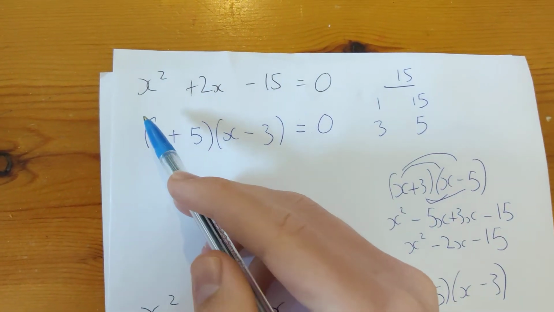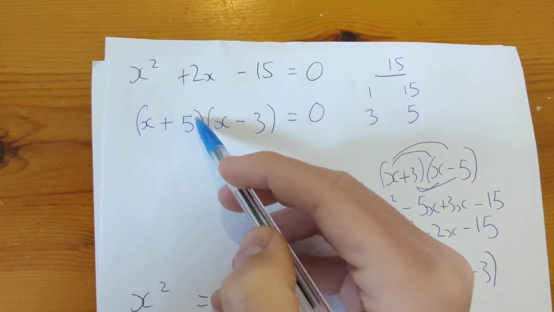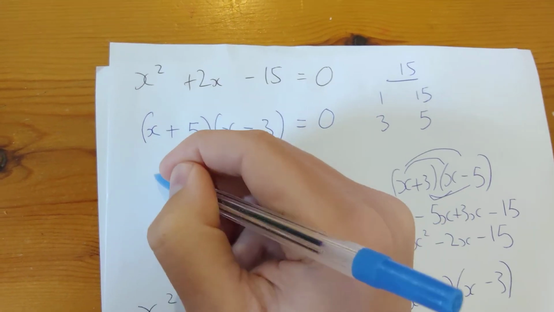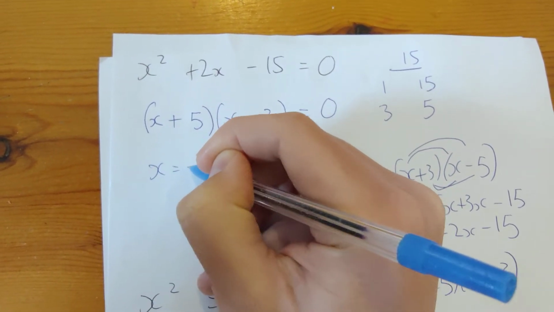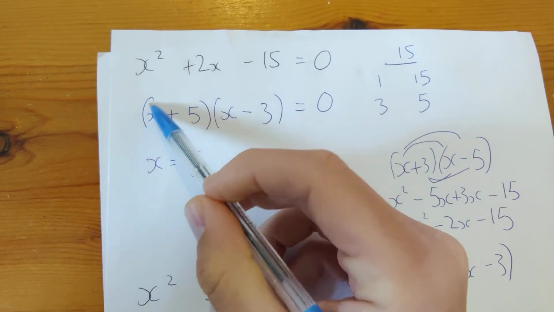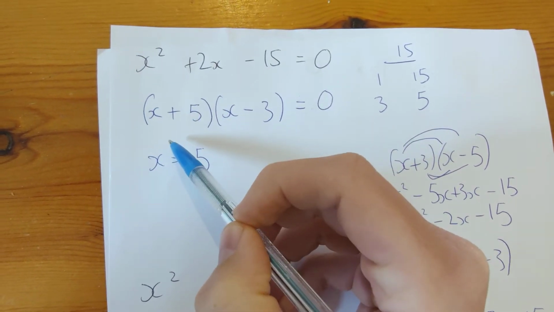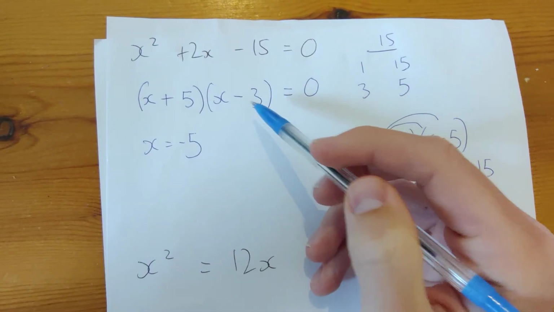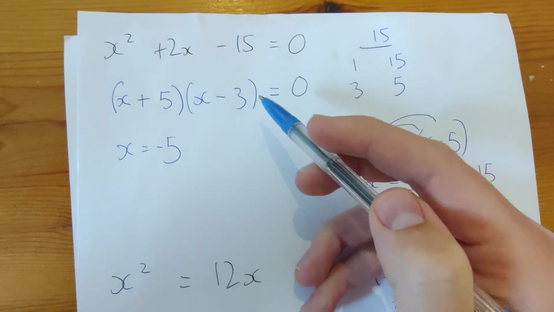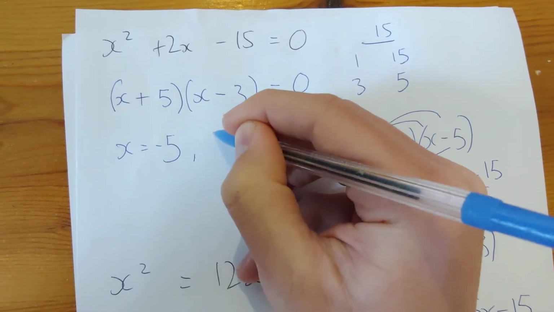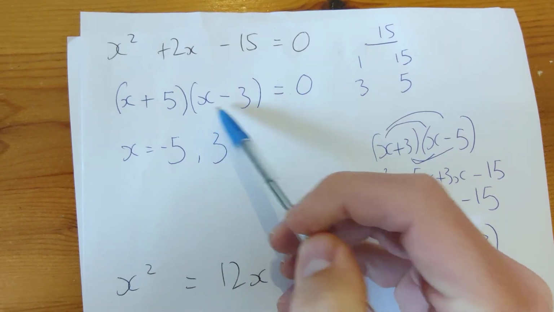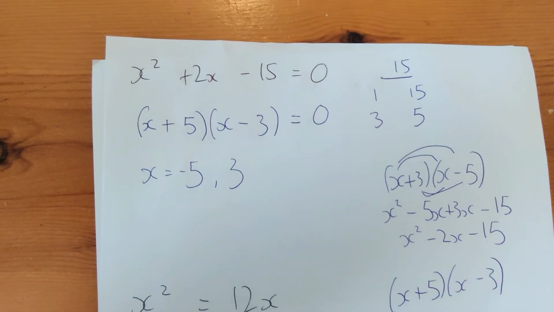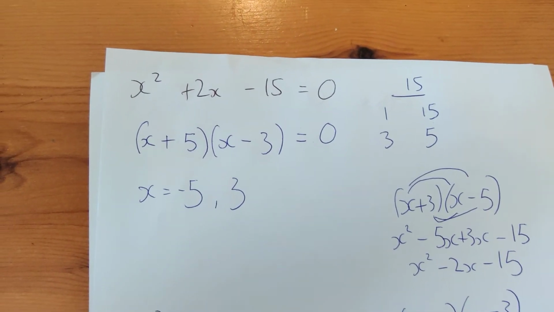So if this bracket were to be 0, the bracket x plus 5 were to be equal to 0, then x would have to equal minus 5. That would make that bracket there equal 0. But it could be that this bracket here would equal 0. And if this bracket here were to equal 0, x minus 3 would equal 0, then x would have to equal 3. Because 3 minus 3 would give me 0, just the same as minus 5 plus 5 would give me 0.